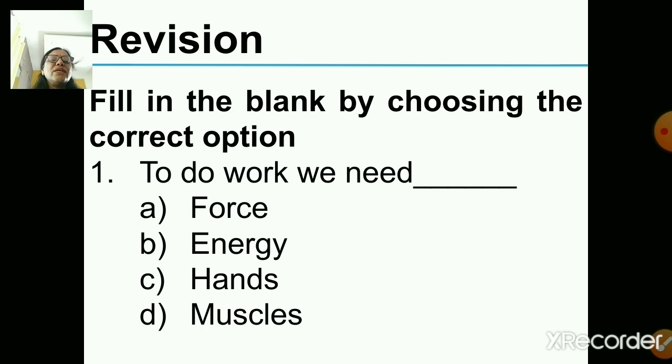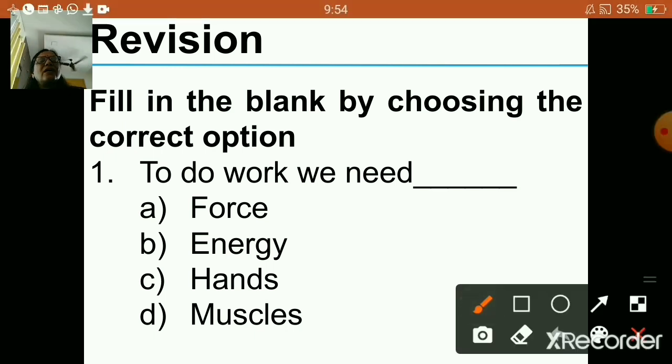See, here is filling the blank by choosing the correct option. As you know, whatever is the heading, fill in the blank, choose the correct option, or answer the following, you have to answer by choosing the correct option. You already know all this, right children? So first one, to do work we need dash. The options are force, energy, hands, muscles. You must have guessed the answer. Answer is energy.